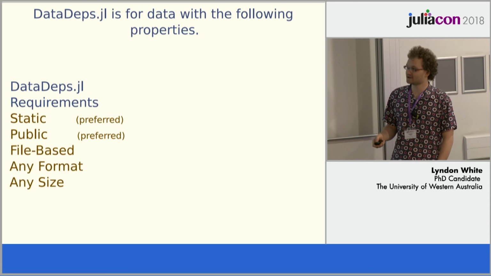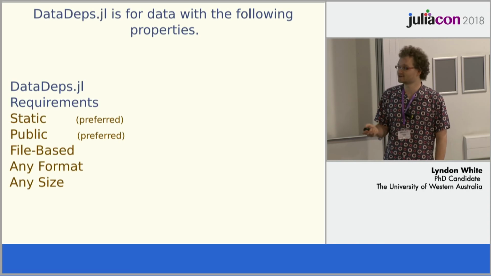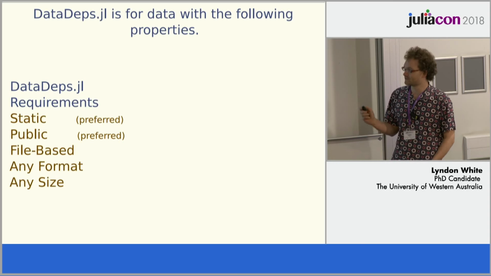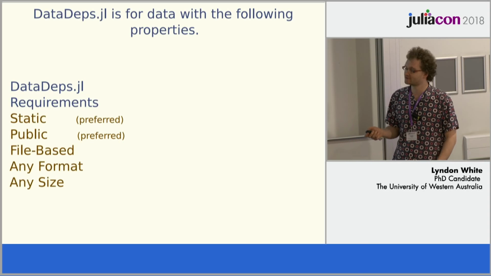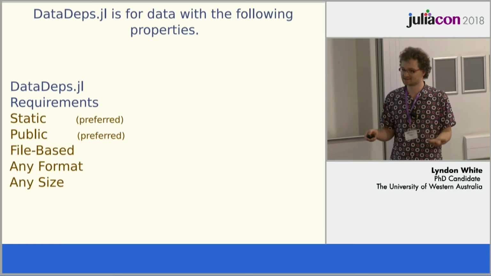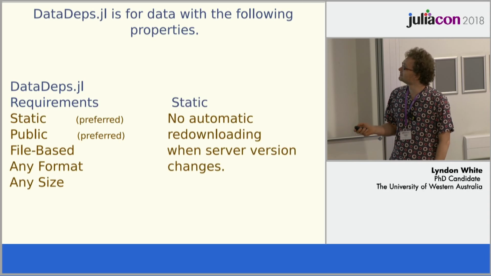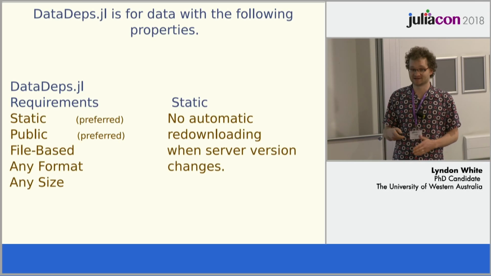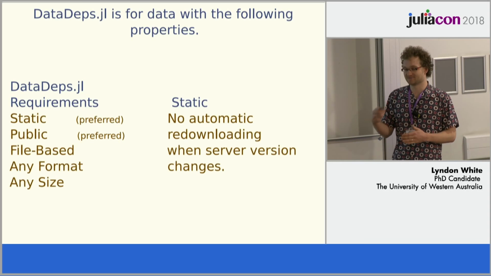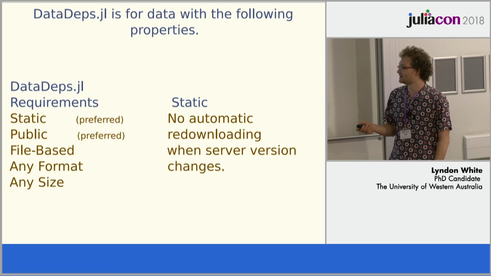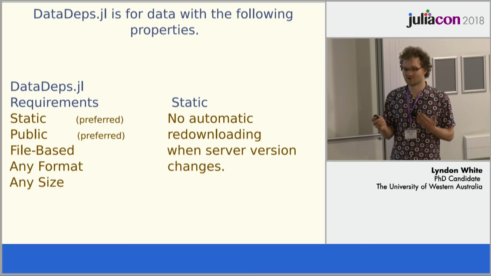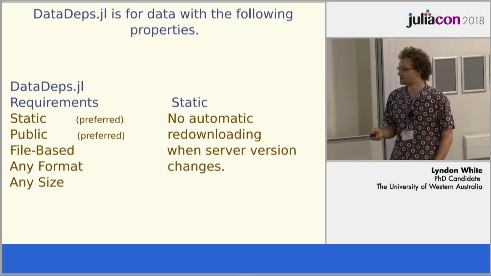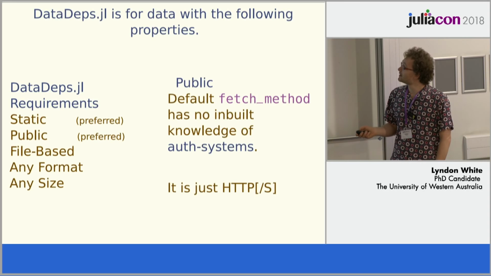So DataDeps.jl is aiming for the low-hanging fruit. So it's got a particular set of requirements that it expects data to have. It can kind of work without them, but it's a bit harder. So it needs the data to be static. It doesn't automatically re-download the data if it's changed. So if it's changed, you have to update the data dep and delete your local copy. That's a hard problem to even know if the data's changed on the server or not. I'd be interested if anyone has thoughts on that.